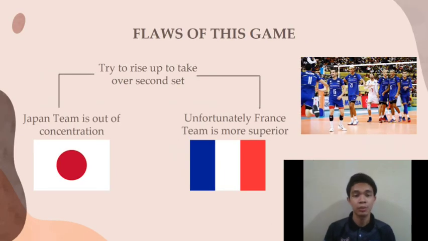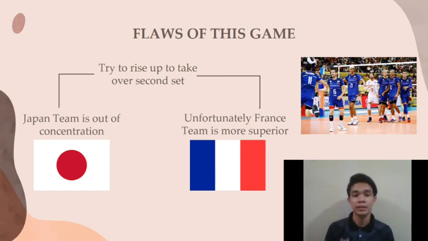Next, we're moving to the flow of the games. The Japan team is totally out of play and concentration during the first set. We can see that they lost the set 15 to 25 to France. In the first set, Japan is more likely to make errors compared to France.